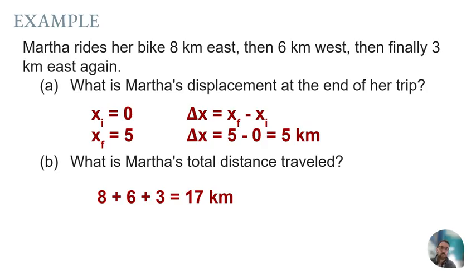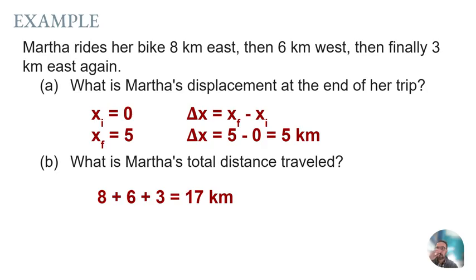So for part A, what is Martha's displacement at the end of the trip? We need to have figured out that her final position is 5 if she started at position 0. The equation we're going to use: delta x is x final minus x initial. That gives us the delta x displacement. Plugging into that, we get 5 minus 0, which gives us 5 kilometers. Don't forget your units.